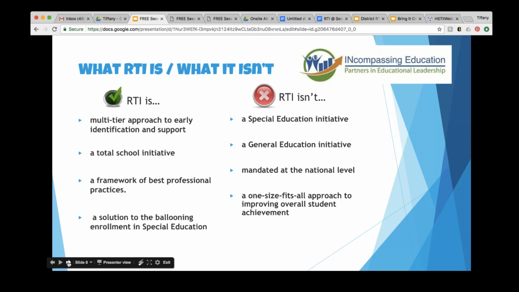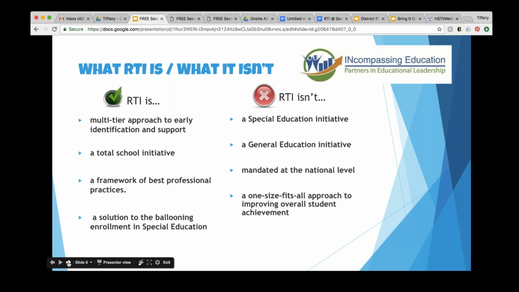And it can also provide a solution to the ballooning enrollment in special education. I know that this is a concern that I have heard from multiple schools, that we have so many students that are qualifying for special education services, and we don't have the personnel or the resources to be able to meet the needs of all of those students that have been identified. So what RTI can do is identify those students very early and bring them back up to grade level mastery, filling those gaps along the way before a special education evaluation is even a consideration.